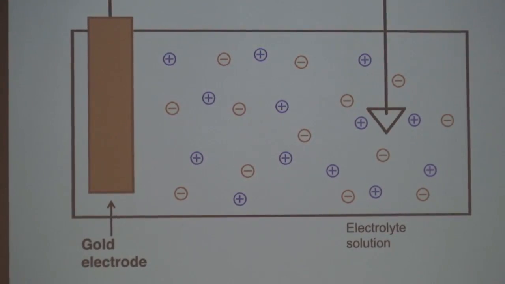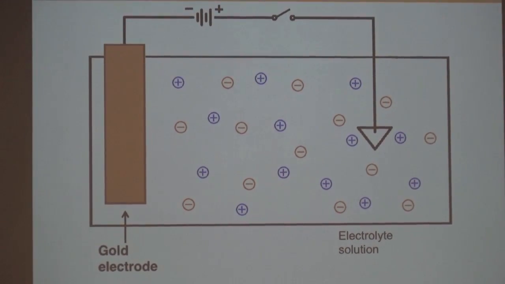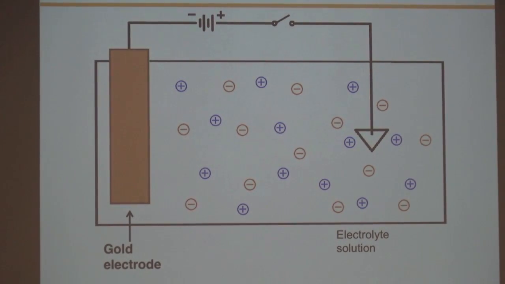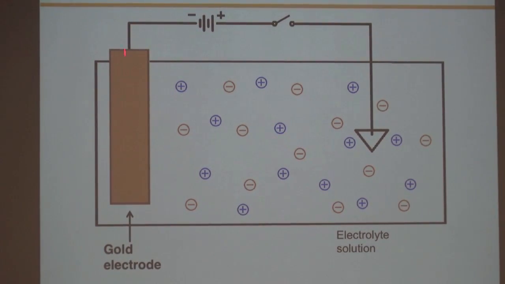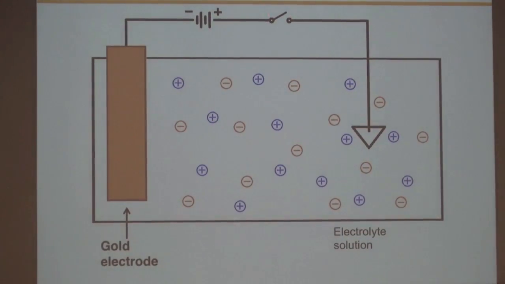But now what I'm going to do is attach... Where's my engineering bunch? Who's an engineer? What is that symbol right there? A battery or a power supply. So now I'm going to take a wire, attach it to the battery, and attach it to that gold electrode. And then I'm going to take the other end of that battery and put it into a thing called a reference electrode. We're going to talk in detail about reference electrodes later, but suffice it to say, it's just the other electrode out there in the solution. And of course that's a switch, yes?